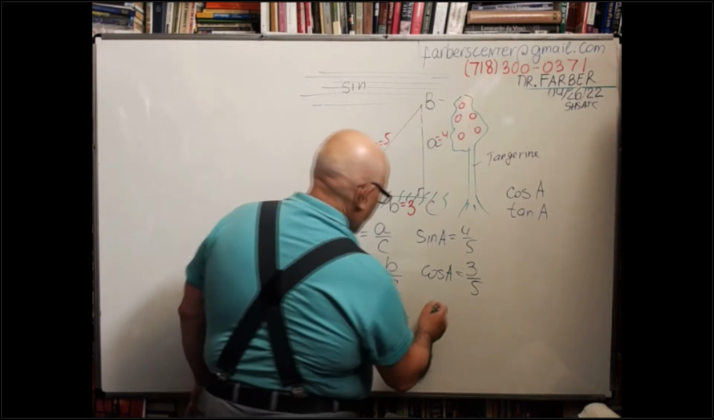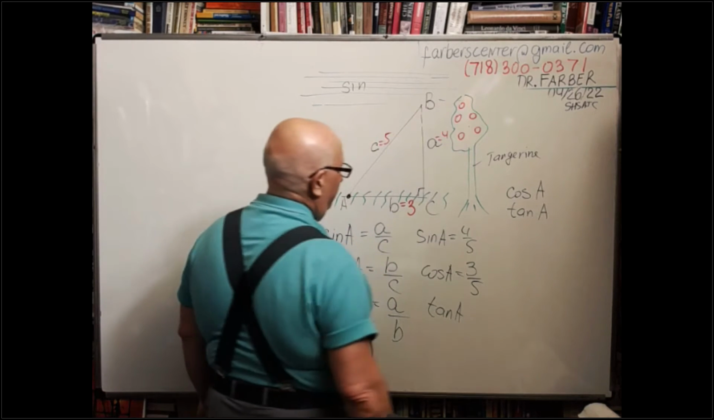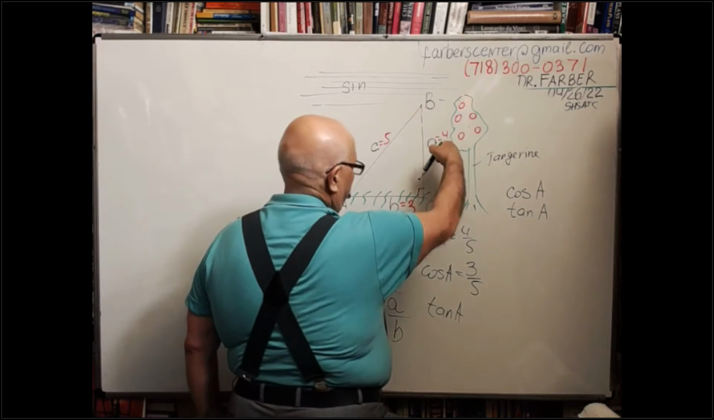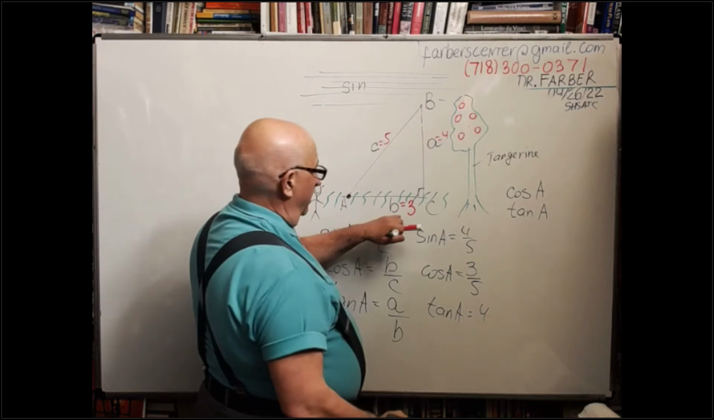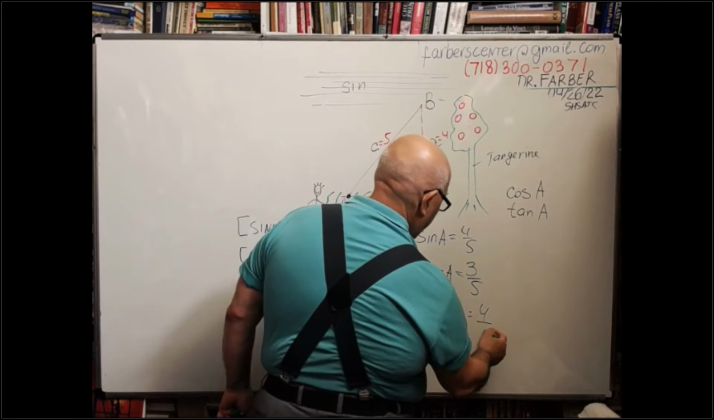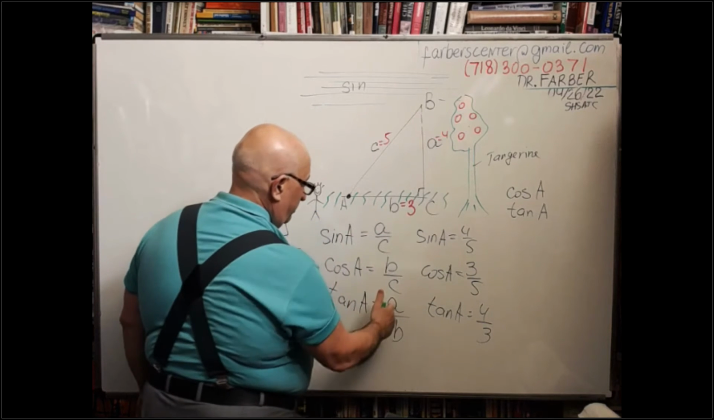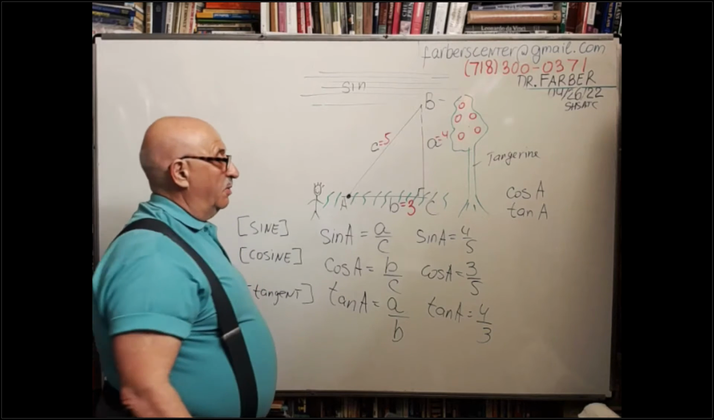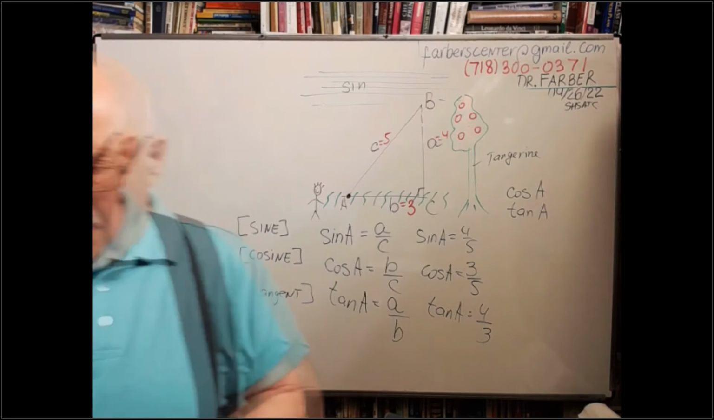What about tangent? For this specific triangle, A equals 4 and B equals 3. I just plug in instead of A 4, instead of B 3. You see how easy it is to find this trig function? Okay.